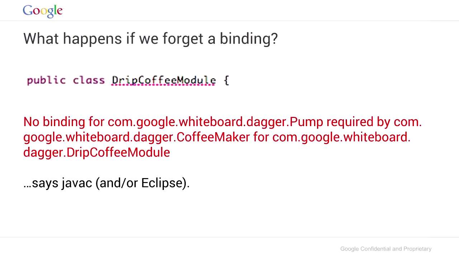But what happens when we forget bindings? I claimed that we got errors at compile time, and we do in fact do that. That little red squiggly is Eclipse dutifully reporting that there is no binding for pump. It was required by the coffee maker via the drip coffee module. Javac will tell you, Eclipse will tell you, whatever your IDE will tell you. That happens immediately as you type in Eclipse because of its constant compilation. We no longer have to start servers to figure out that we have missing bindings. The development lifecycle becomes very, very quick.